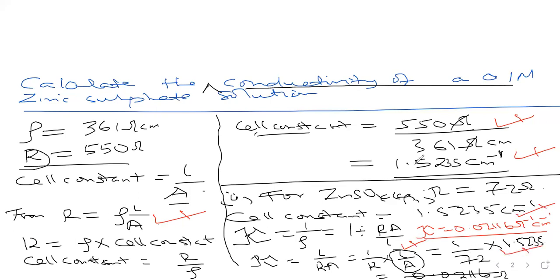So they wanted you to get the cell constant and then use the cell constant and play around with the formula for kappa, substitute, get your final answer. Are we together? Yes, teacher. Okay.